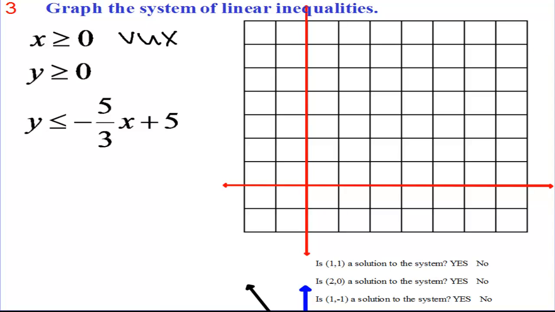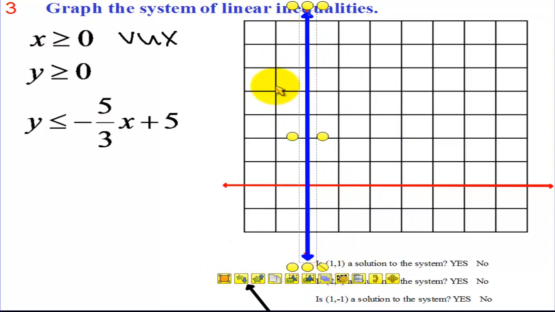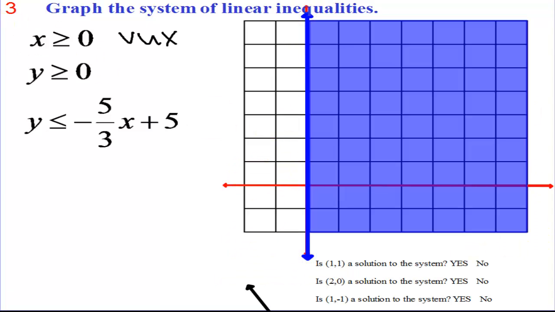So let's graph x equals 0. This should be the vertical line that crosses the origin. Now this one is x greater than 0, so we have to shade the right side of this blue line. Okay, next, let's graph y greater than or equal to 0.